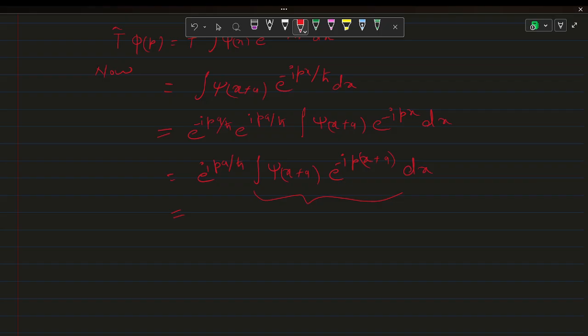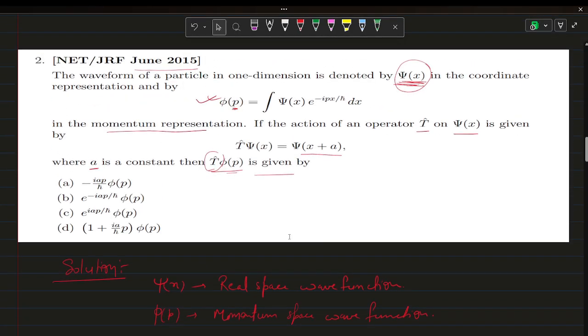So the next part is the translation of φ(p+a). So we can directly write it as φ(p). So this can be written as e to the ipa upon ħ φ(p). So let's look at the solution. It was e to the iap upon ħ φ(p). So C. Solution is C. Okay.